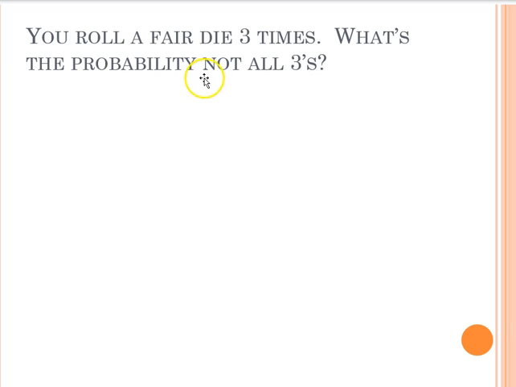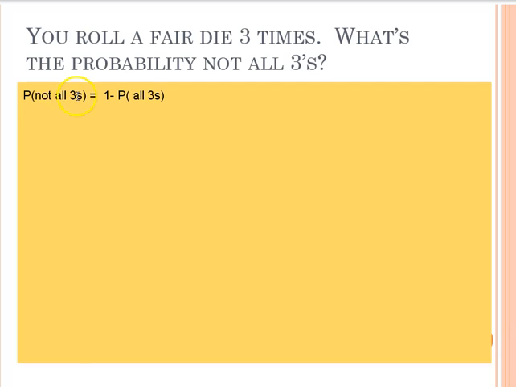This last problem then about die rolls also uses the complement rule, and you can tell you should use the complement rule because here it's focusing on the words "not all," and it's easy to calculate the opposite of "not all." It would be that all are 3s, and so again we're going to use the complement rule here. So the probability of not all 3s is exactly the same as 1 minus the probability of getting all 3s.